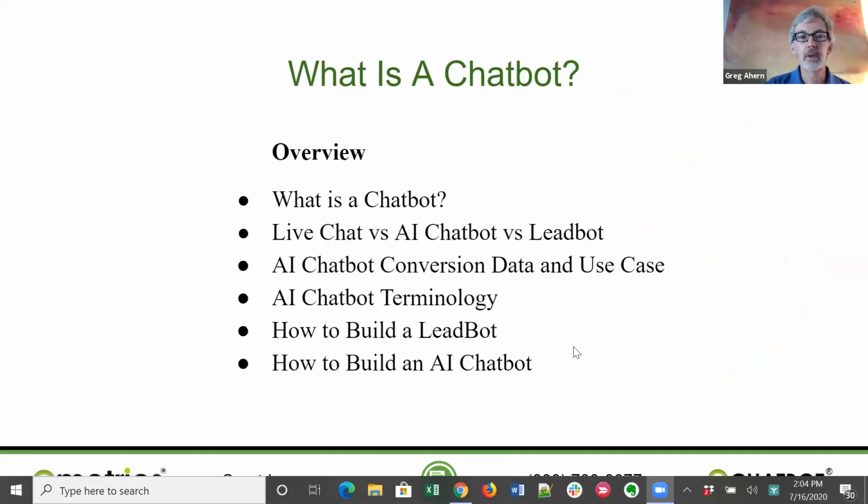All right, so today we're going to talk about a number of different pieces. Some of this I'm going to go over very quickly, and then we'll spend more time on the building of the bots. So one of the common questions is, what is a chatbot? What's the difference between live chat and lead bots and AI bots? How does it help conversion? Some terminology, and then we start talking about building.